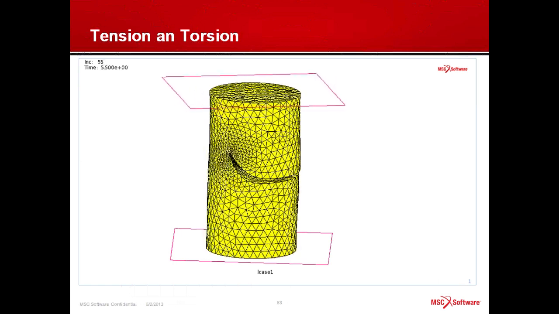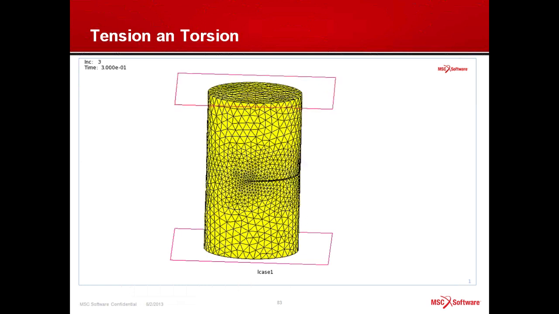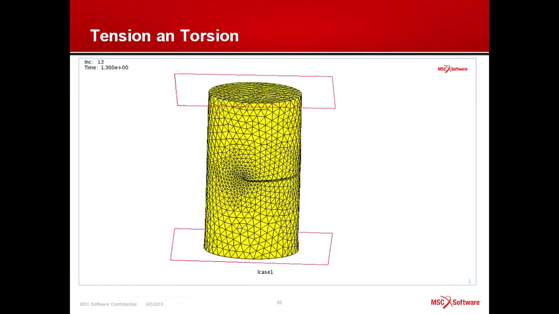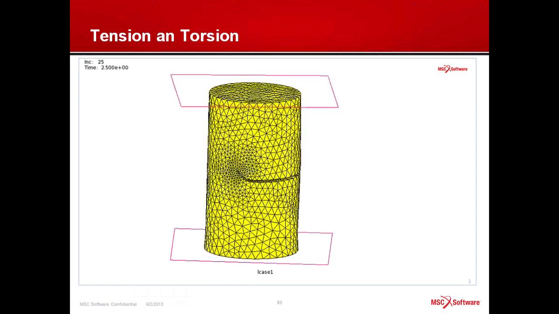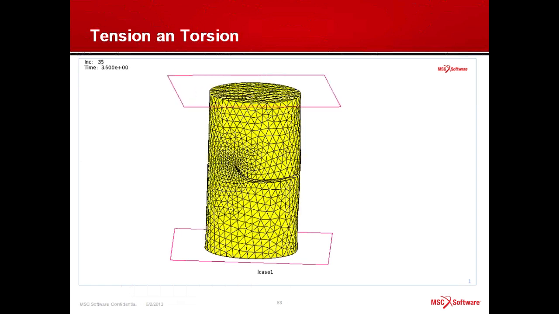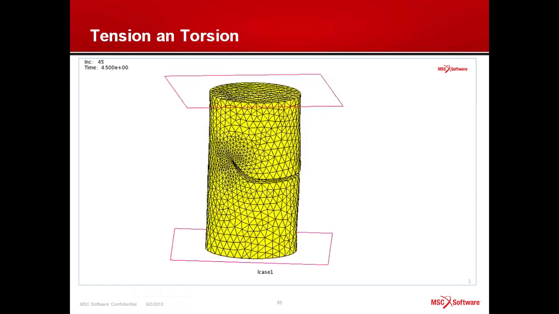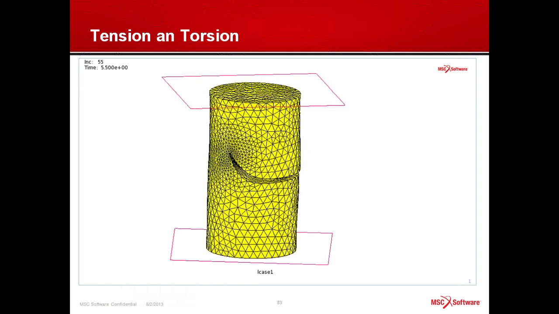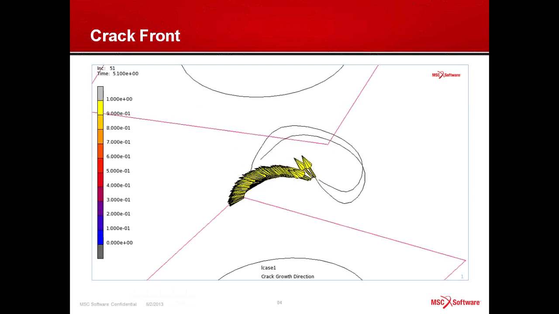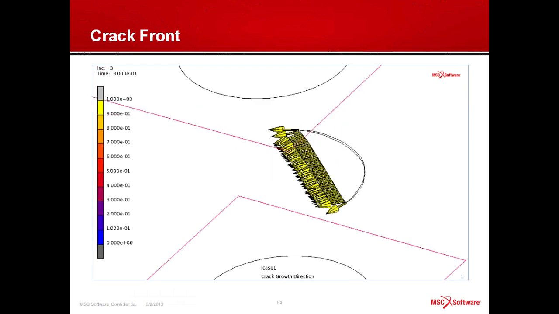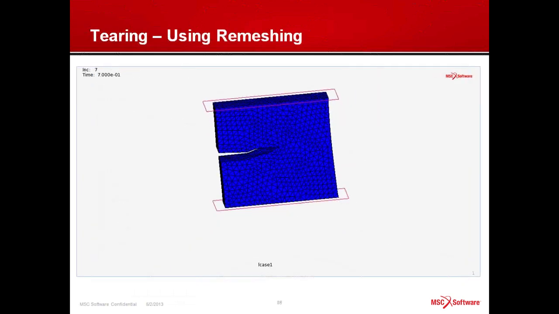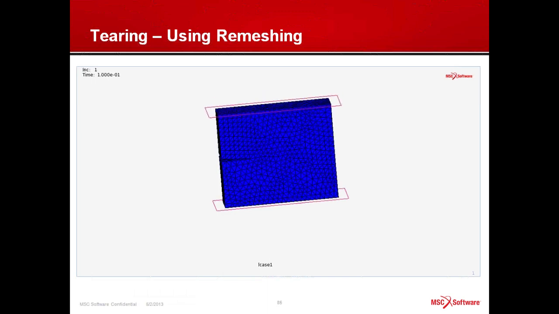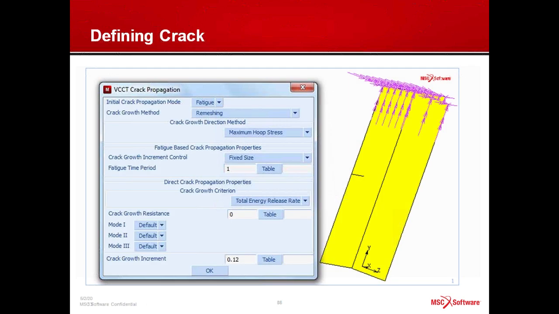The question is really whether or not something like the Paris law is an appropriate method for determining your crack growth, or is looking at the energy release rate versus the critical energy release rate applicable to different material models. And here we see the propagation of the crack front from that previous model. This is basically the same tearing problem, but now, of course, we start with a finer mesh and we do remeshing during the analysis.